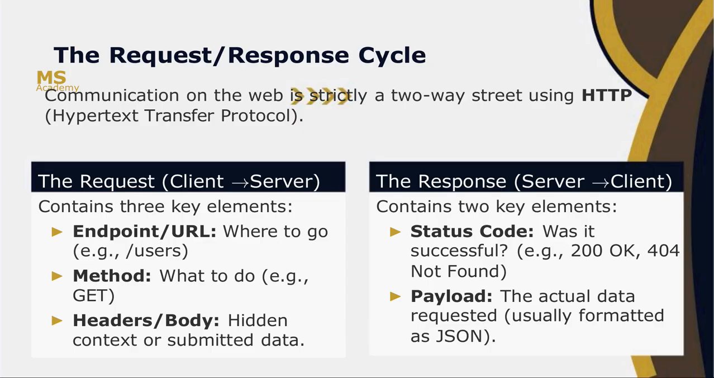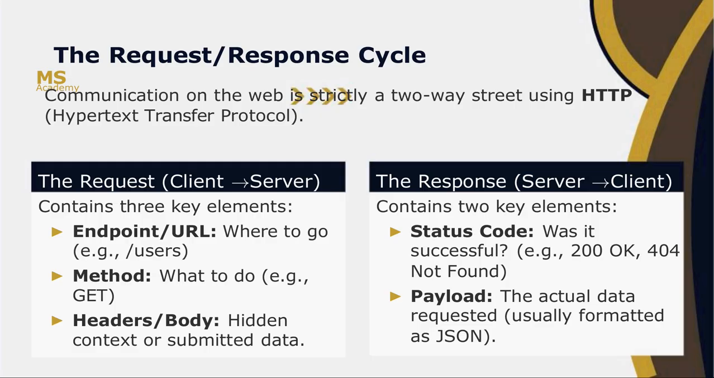While the response is from the server to the client, the request is from the client to the server. The response contains two key elements: status code, was it successful? We have examples of these types of error codes. I believe we are used to error 404, not found. And we have the payload, the actual data requested, usually formatted as a JSON file.